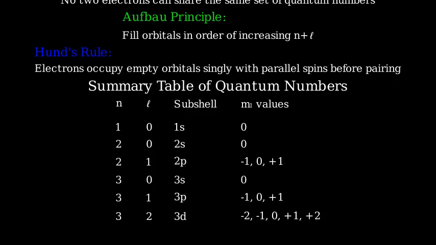For the first shell, where n equals 1, we only have the 1s subshell. For the second shell, where n equals 2, we have the 2s and 2p subshells. And for the third shell, we have 3s, 3p, and 3d subshells, each with their corresponding magnetic quantum number values.